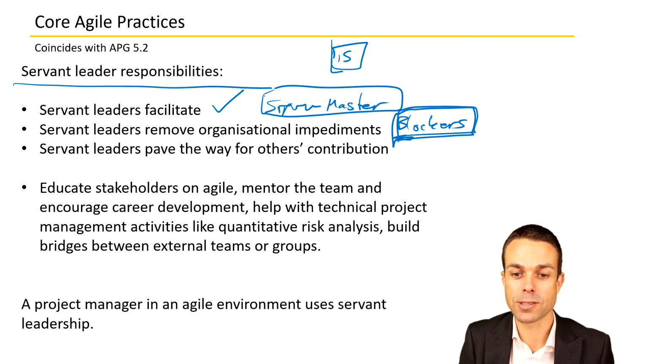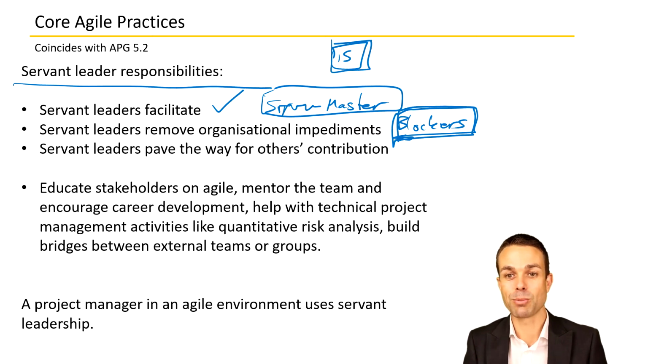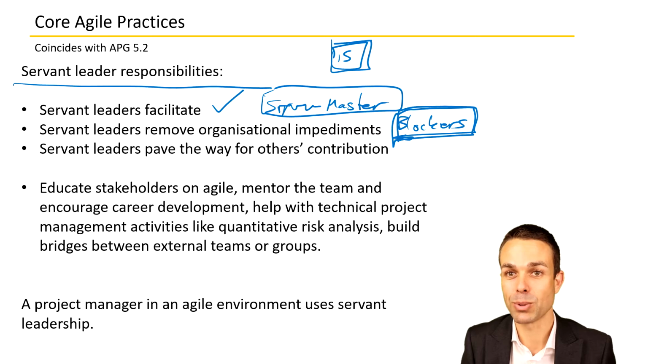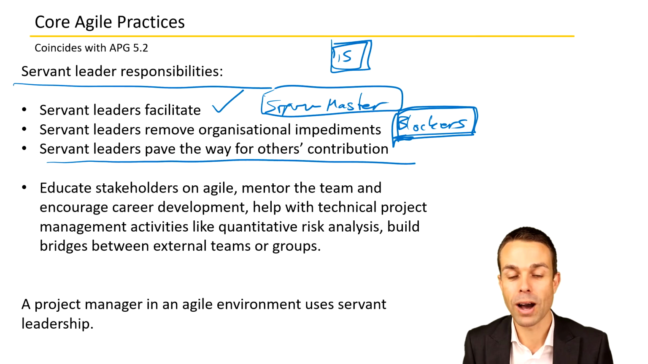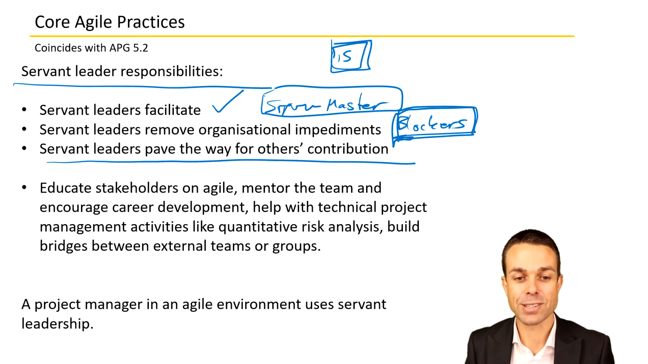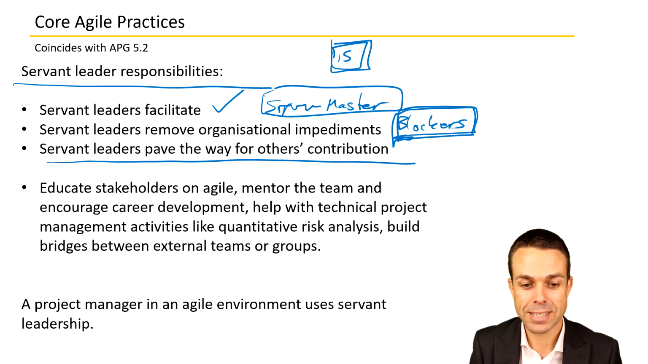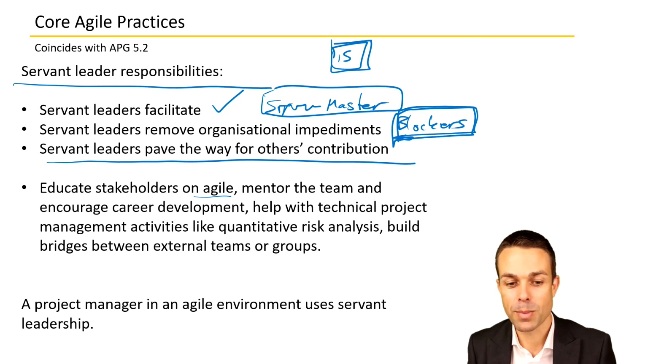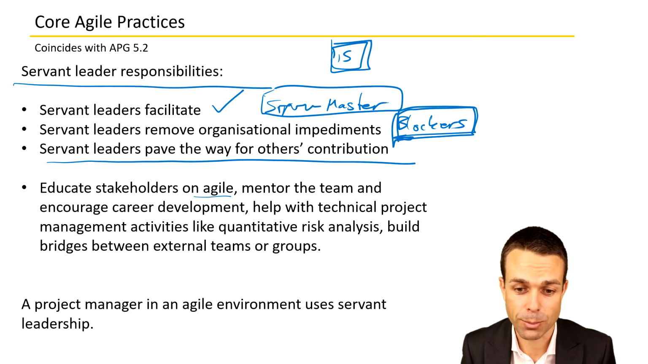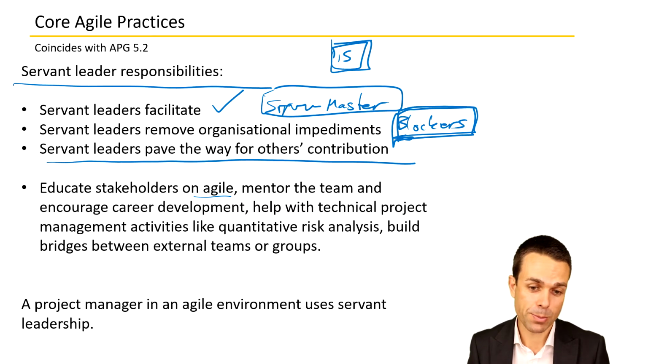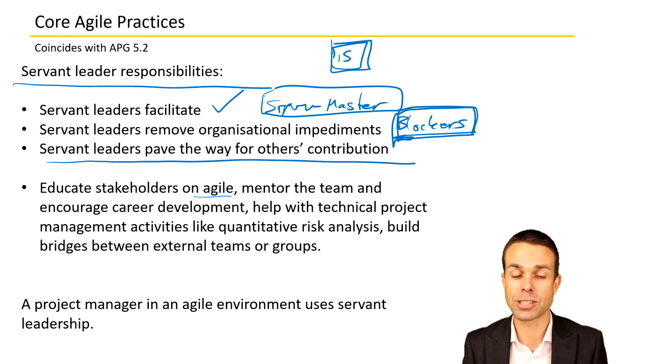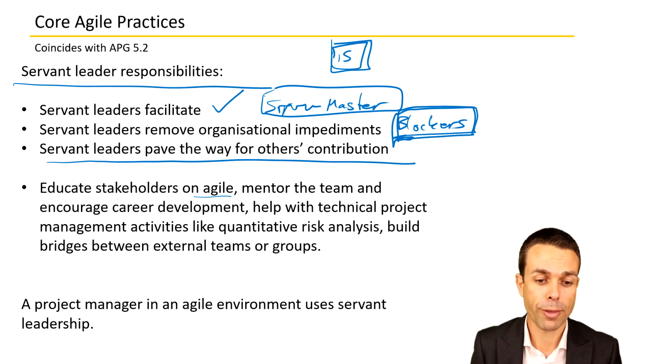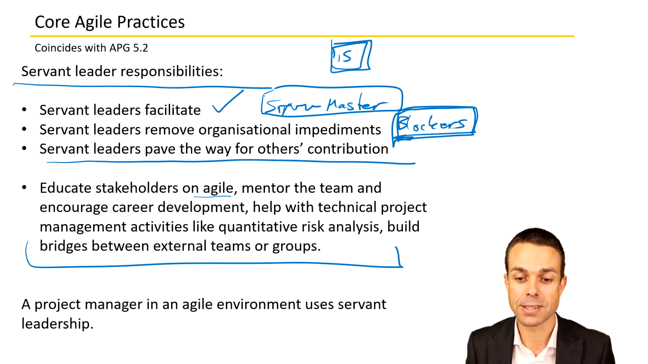Not necessarily during the stand-up, but definitely once that stand-up is complete, and putting the right pieces in place, getting the right people involved to help remove those blockers. So in other words, servant leaders pave the way for others' contribution. Lastly, as a coach, a servant leader will educate stakeholders on Agile. They'll mentor the team and encourage career development, help with technical project management activities like quantitative risk analysis, building bridges between external teams or groups, all of the things that your team needs to get the work done.